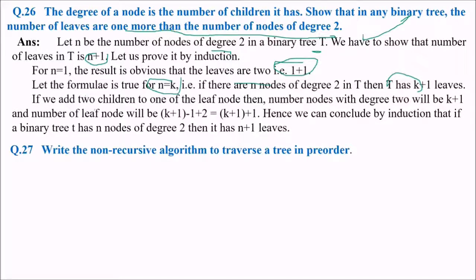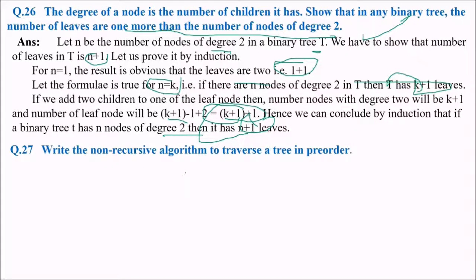Now if we add 2 children to one of the leaf nodes, the number of nodes of degree 2 will be k plus 1 and the number of leaf nodes will be k plus 1 minus 1 plus 2. That will be k plus 1 plus 1. So we conclude by induction that if a binary tree has n nodes of degree 2, it has n plus 1 leaves.